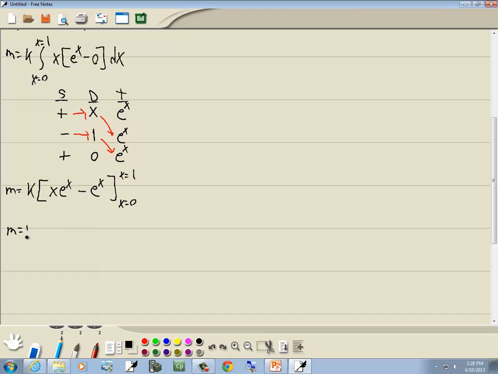So if we plug in our values, put 1 in for the x. So I'm going to have 1 times e to the first minus e to the first minus, now put parentheses because this has to change the sign of everything that follows it. And I put 0 in for x. So I got 0 times e to the 0 minus e to the 0.